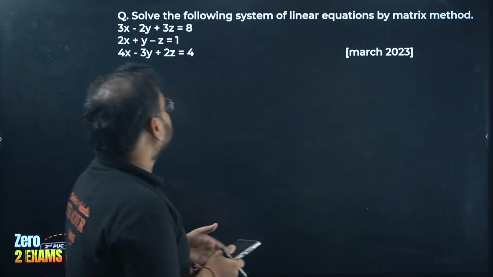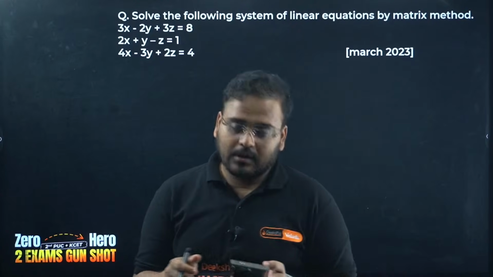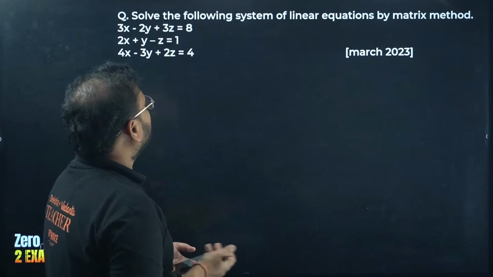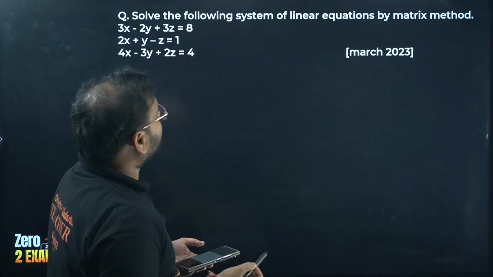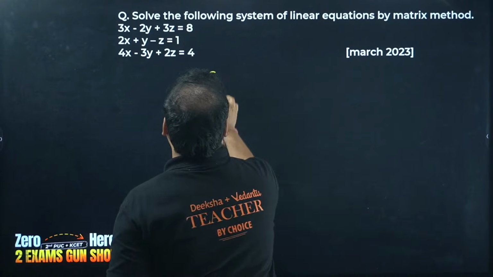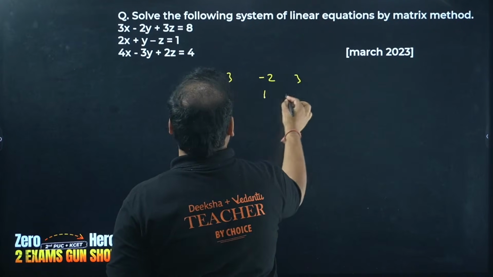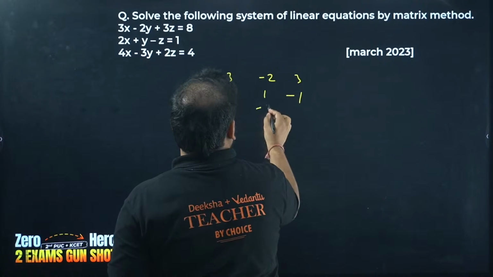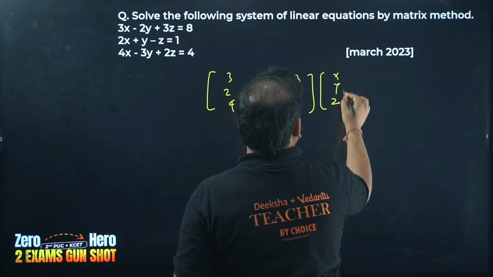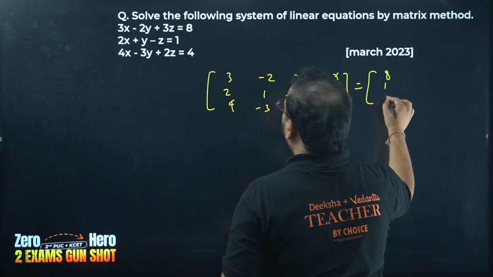Moving on. Now for this question, we have to find the values of x, y, z, again the same thing. Linear equations method, we have to use the matrix method to find the value of x, y, z. So if you find the matrix, what are you going to get? 3, minus 2, 3; 2, 1, minus 1; 4, minus 3, 2; with x, y and z. This is 8, 1 and 4.